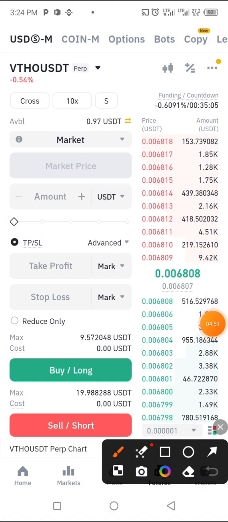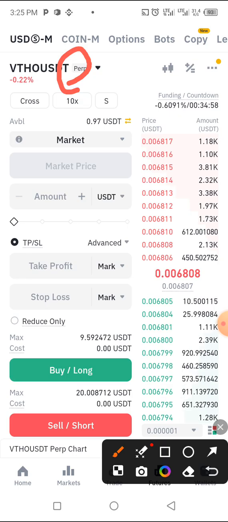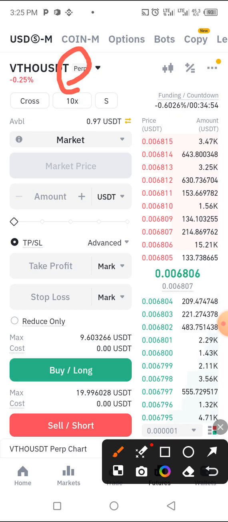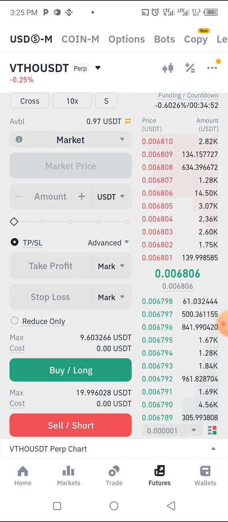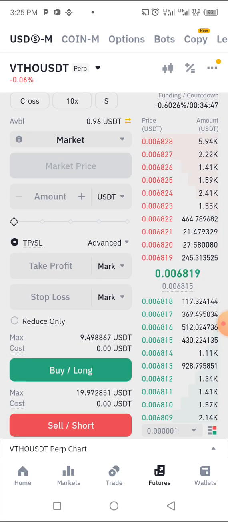And mind you, before you enter the trade, check this side. You can see that we have perpetual. This perpetual means the coin is a little bit more stable. If the coin is not perpetual, it can decrease anyhow, so always choose a coin that is perpetual.